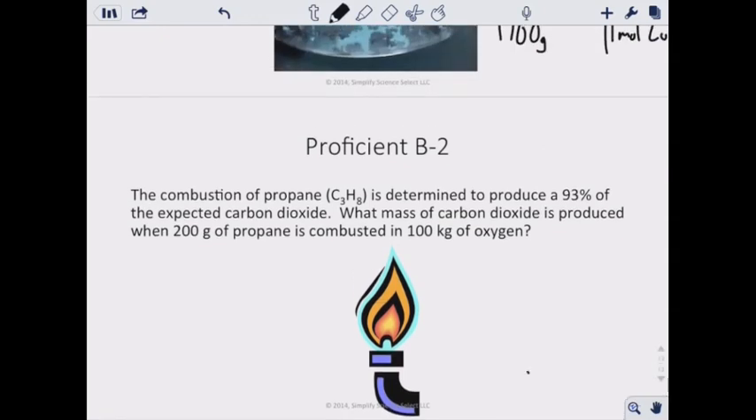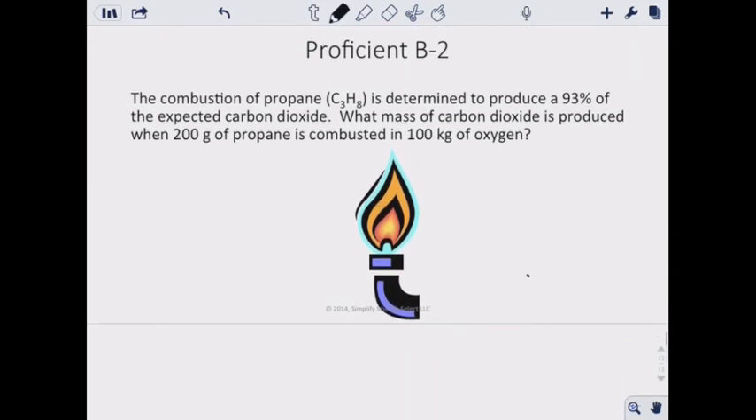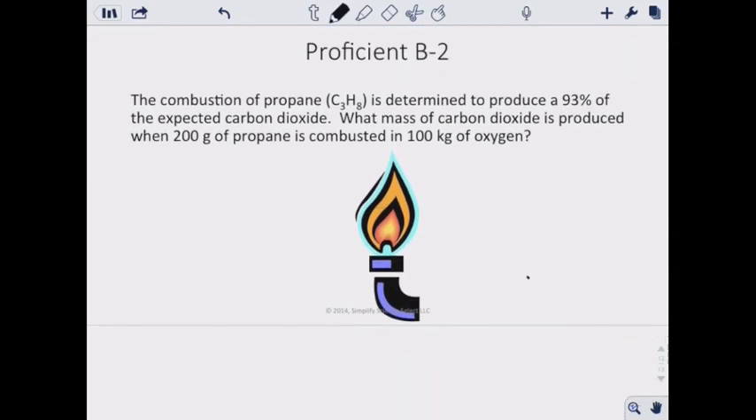So when we're looking at this, we can say that the combustion of propane, C3H8, is determined to produce 93% of the expected carbon dioxide. What mass of carbon dioxide is produced when 200 grams of propane is combusted in 100 kilograms of oxygen? So we know that it has a 93% yield. So we have our percent yield.